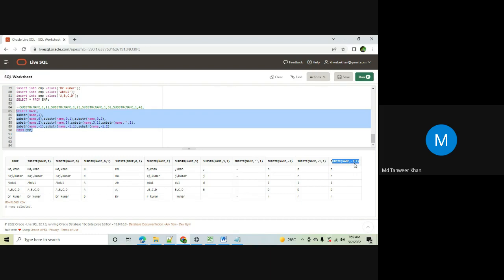-1 comma 2. So why is it showing only N, only R, only L, only D, only R? Although we have mentioned to take two steps. So it started from N. It should show N and A, but it has shown only N. It has not taken two steps. Why?